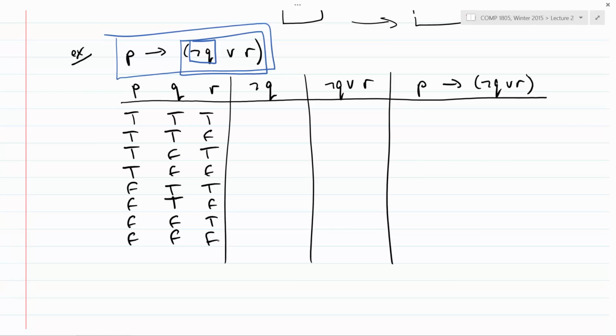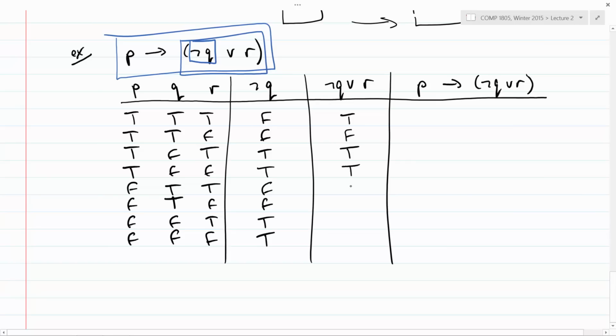So not Q, I take what's in the second column and flip it. So false, false, true, true, false, false, true, true. Next column, not Q or R, that's this column or this column. So true or false is true, false or false is false, true or true is true, that's true, true, false, true, true. Not going to go through every one of these.